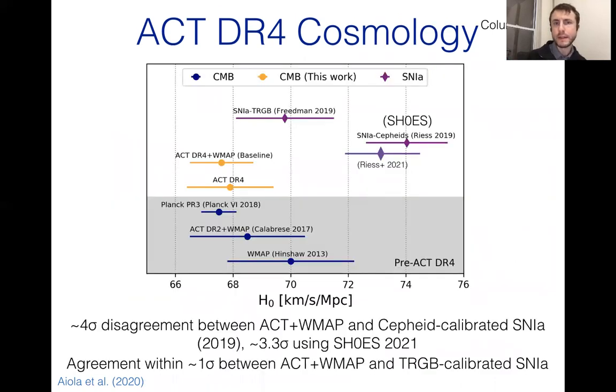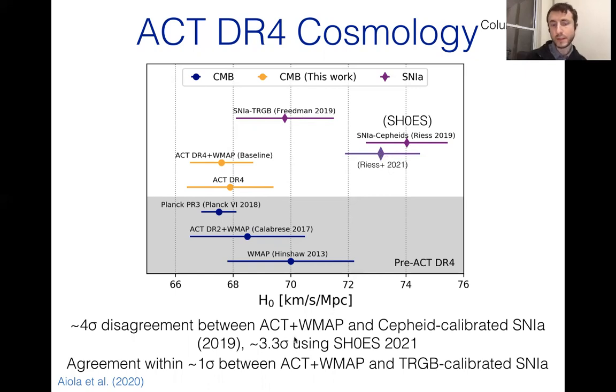Okay, so putting these into context, here's a whisker plot that shows ACT plus WMAP in yellow, or ACT alone in this yellow point, versus the other CMB experiments, Planck, for example, WMAP, and so on, versus a few of the local universe measurements, so the TRGB calibrated supernovae from Freedman et al., and then the Cepheid calibrated supernovae from Riess et al. And I've amended this plot from the published version with the very latest 2021 Riess et al., which moved down a bit.